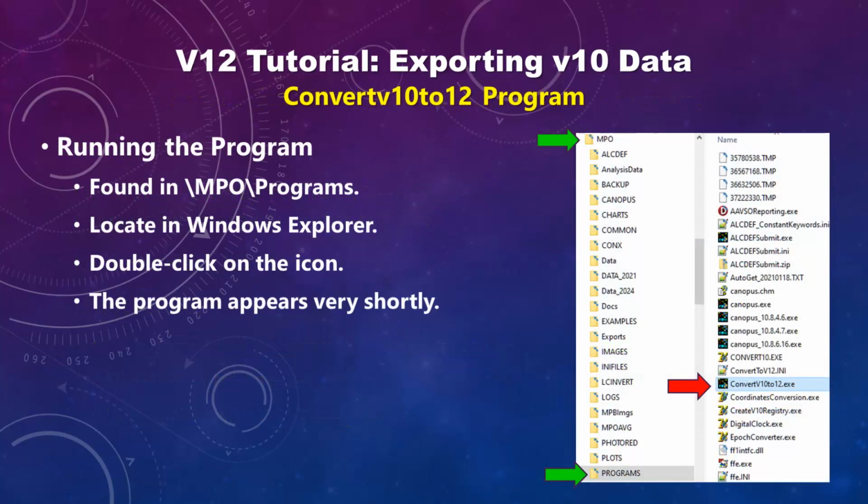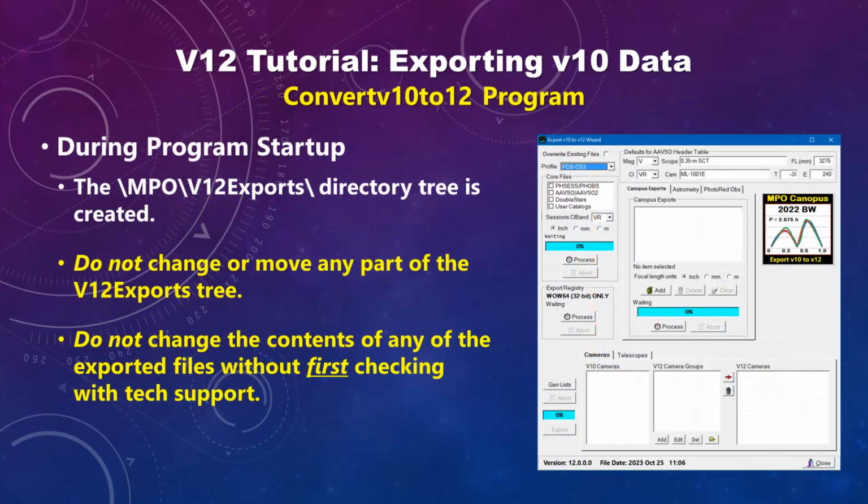To start the program, open Windows Explorer and navigate to the version 10 programs directory. If set up correctly, you can double-click on the icon and wait a second or two while it starts. As it starts, the program automatically creates a V12 exports directory tree under the version 10 root directory.